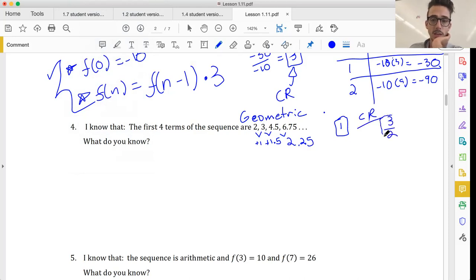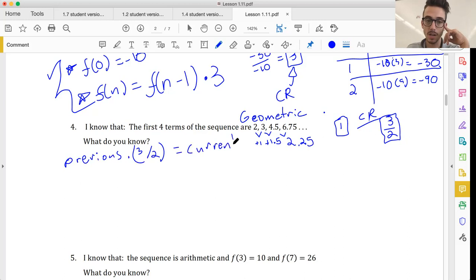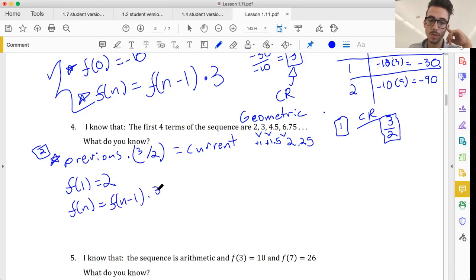So this is taking the common ratio of 3/2. And so maybe that's what's happening here, is that every time we're taking the previous term and we're multiplying it by 3/2, or 1.5 if you're a fan of decimals. And that gets us our current. So that's in words. That's the second thing I'll use. Next thing, f of 1 is equal to 2. So f of n equals f of n minus 1 times 3/2. Pretty cool.